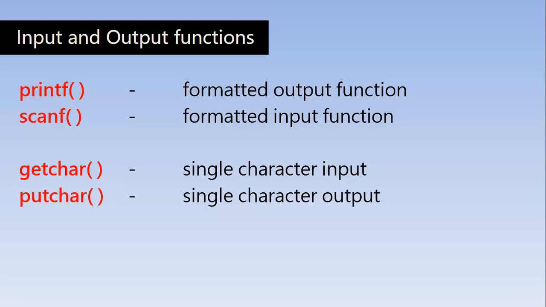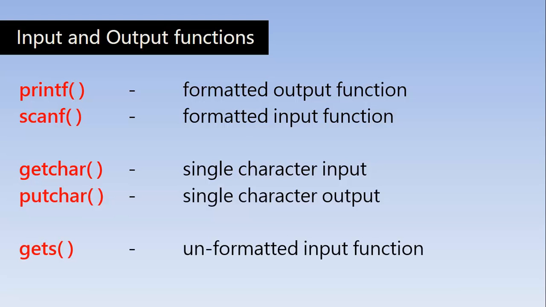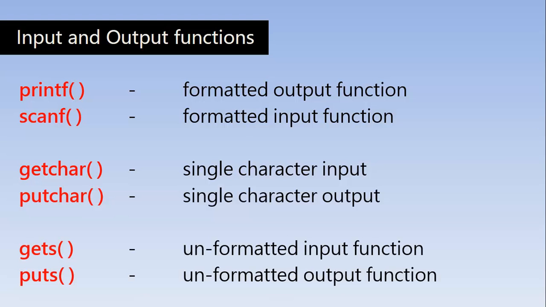There is one more input function which is called gets, which stands for get string. This is an unformatted input function, which means we can't set the format of the input, but we can take a series of characters from the keyboard. And there is one more output function which is unformatted, that is puts, and we use this puts function to produce the string on any standard output device, which may be terminal, monitor, or file. The output medium may be anything.